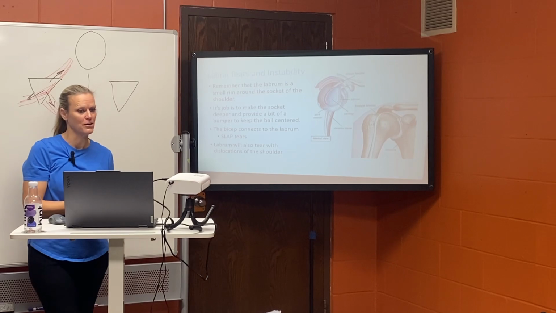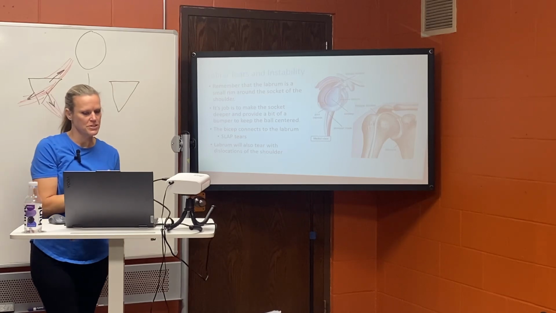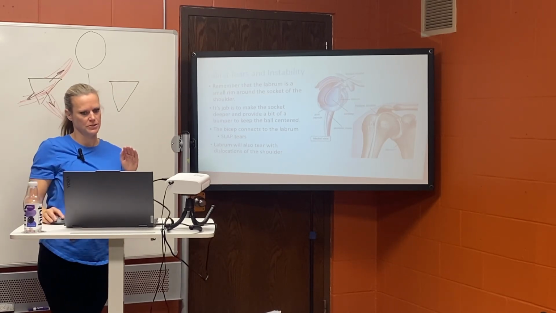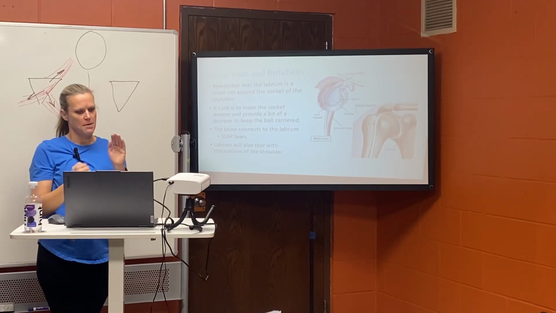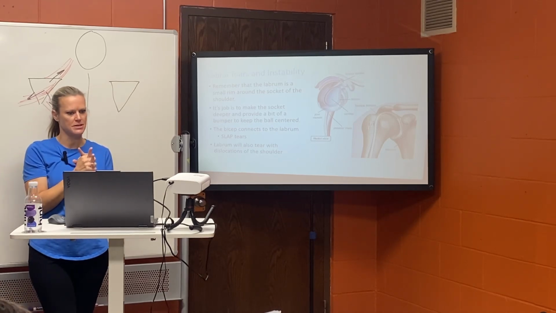So now we're going to talk about labral tears and instability. Any questions on the rotator cuff and impingement yet? Okay, so labral tears and instability. Remember that the labrum is the small rim around the socket of the shoulder. So right here, okay? Its job again is to make that socket a little bit deeper and keep the ball centered.